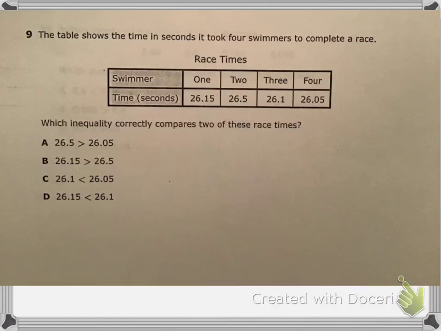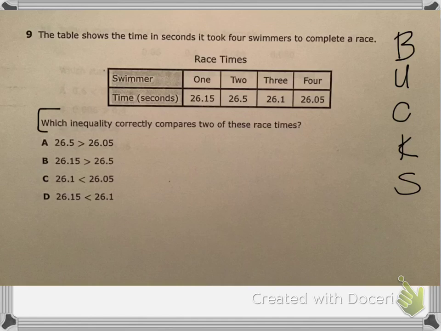The table shows the time in seconds it took 4 swimmers to complete a race. Which inequality correctly compares 2 of these race times? I'm going to start with writing bucks. We're going to bracket the question, which inequality correctly compares 2 of these race times?